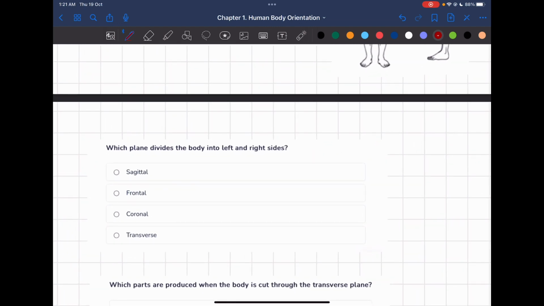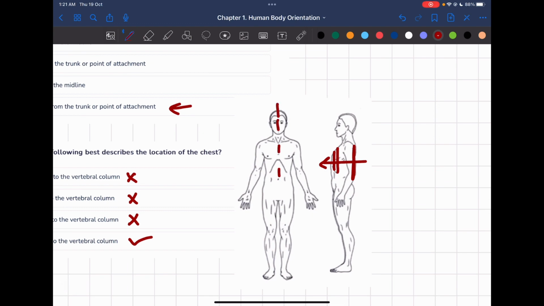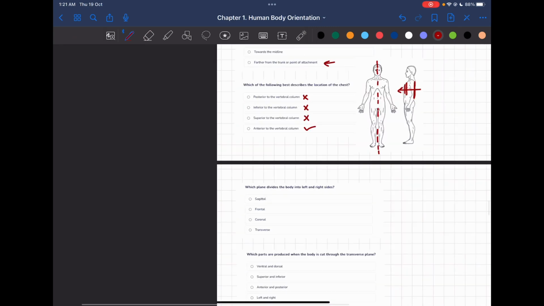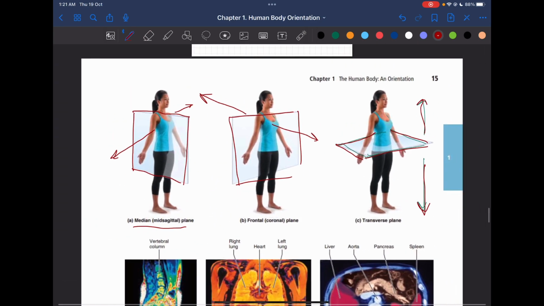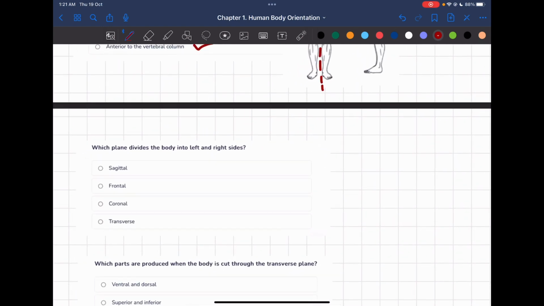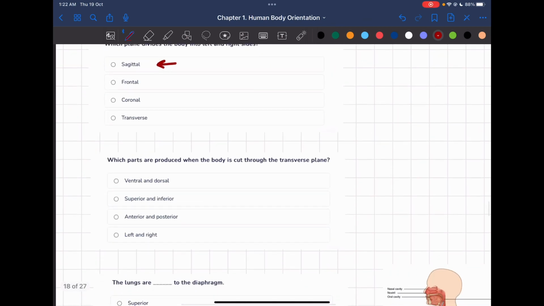Here's a question I just went through quickly: which plane divides the body into left and right sides? Something that goes like this. Which one of these divides it into two? Let's refer to this. Left and right is the median or mid-sagittal plane. It's another name for it. Median or mid-sagittal, or you can say sagittal. To be honest, it's the same meaning. I think so, hopefully.